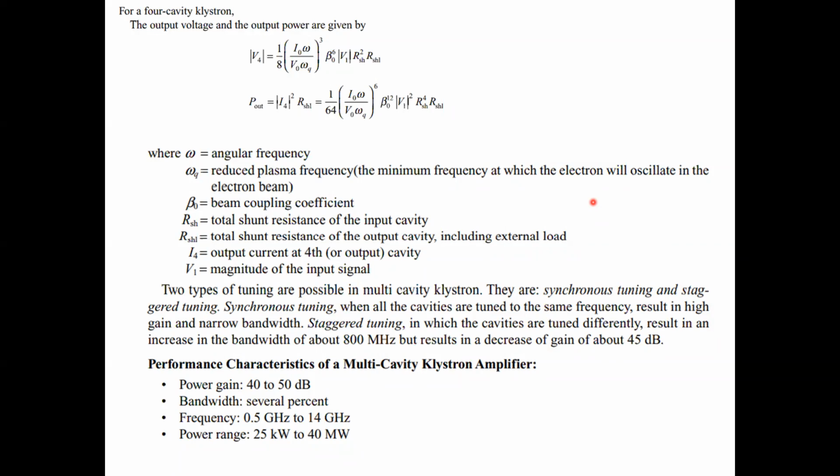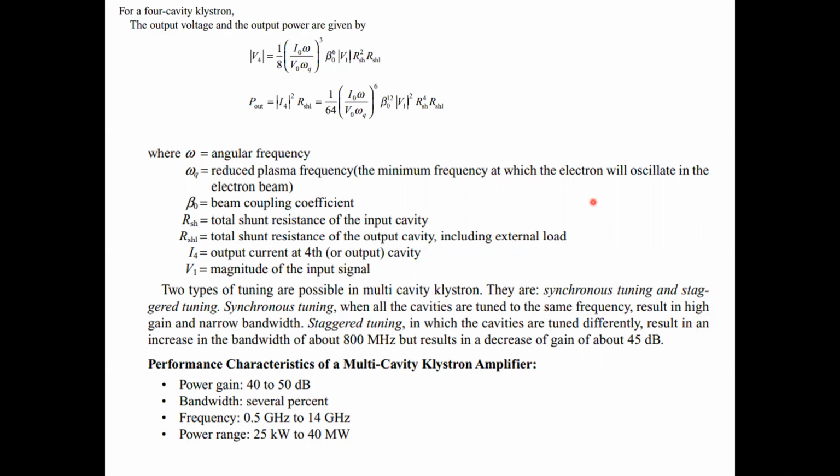So in the equation, omega is the angular velocity, omega q is the plasma frequency, beta is the coupling coefficient, RSH is the total shunt resistance on the input cavity side, RSHL is the output cavity, I is the current. Clear? So V1, the magnitude of V1, is the input signal amplitude or magnitude.